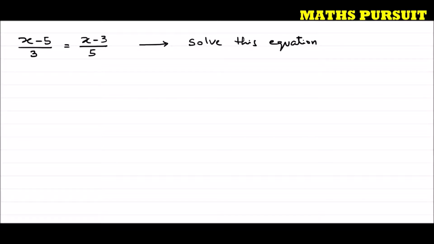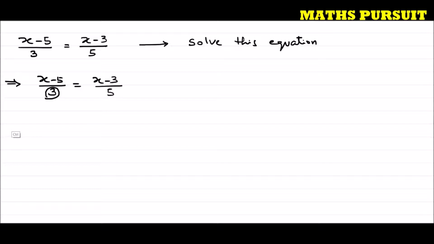Now guys, these types of equations are really very easy to solve. So let's see how we can solve them. The given equation is (x minus 5) divided by 3 is equal to (x minus 3) divided by 5. We should first aim at removing these 3 and this 5 from the denominators. So our first goal is to remove them.